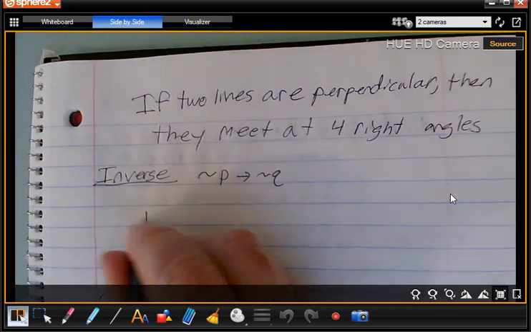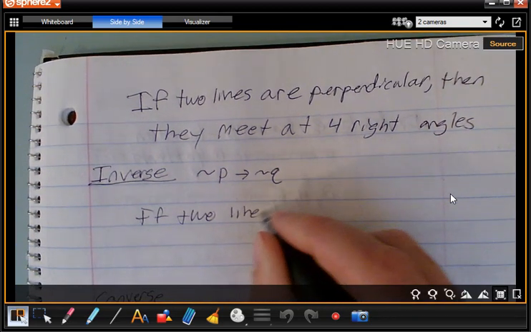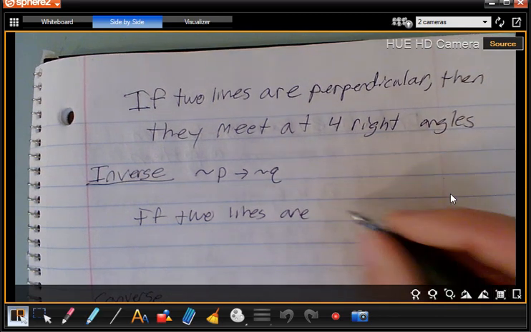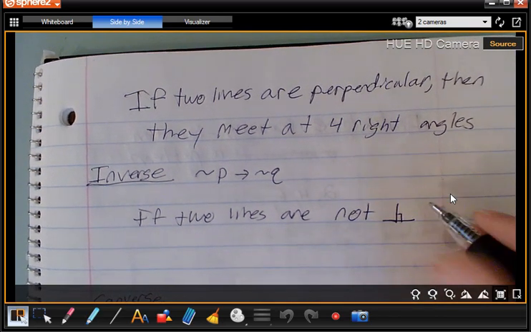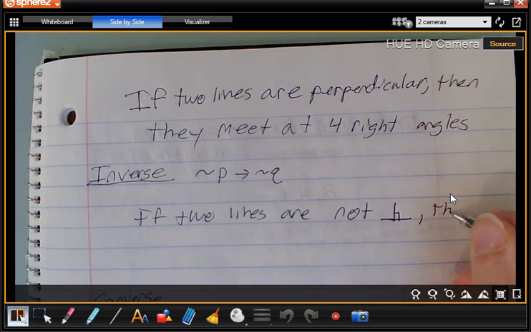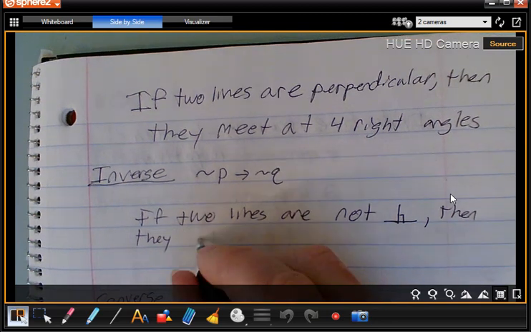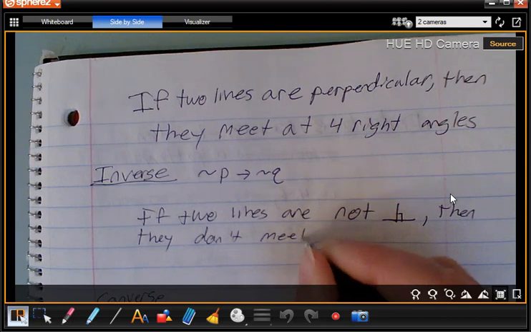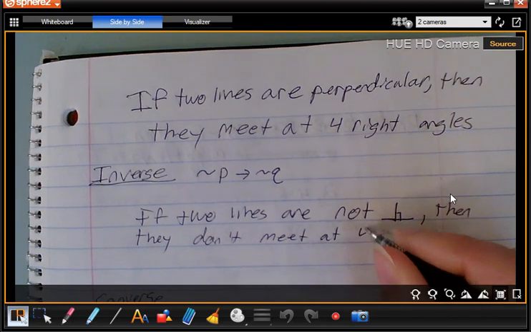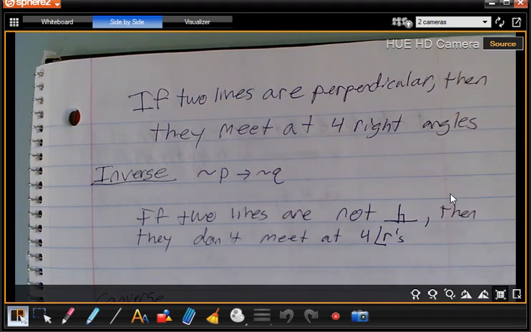So we're going to change this to the inverse. So we're going to say, if 2 lines are not, and I'm going to use the shorthand for perpendicular, just a symbol, then they don't meet at 4, and this is a shorthand for 4 right angles. Okay, so that is the inverse.